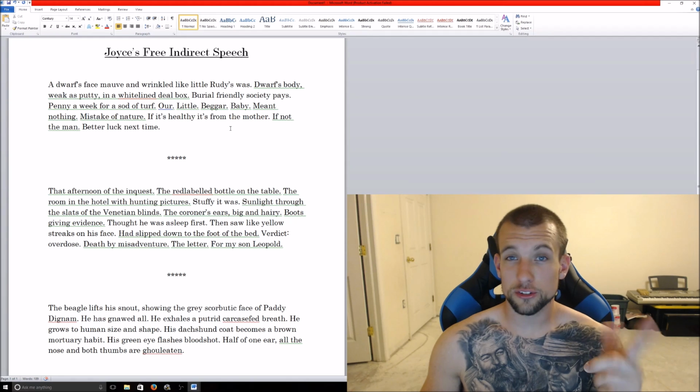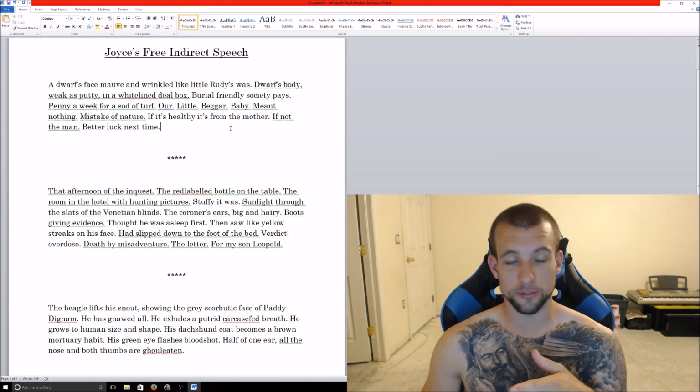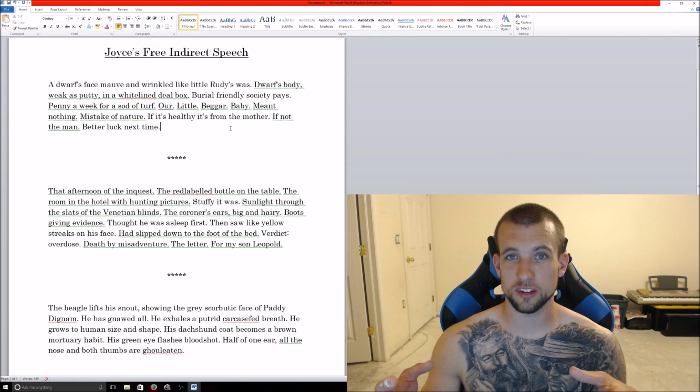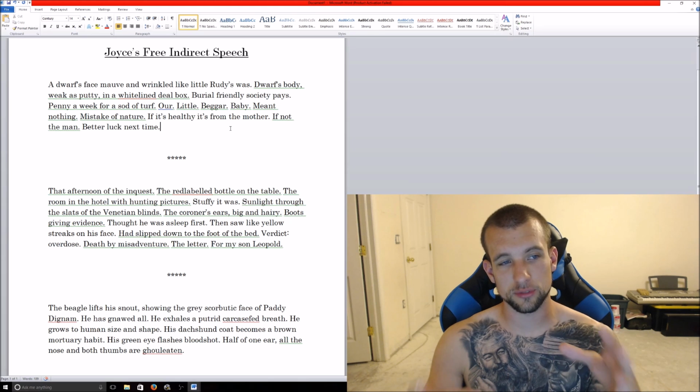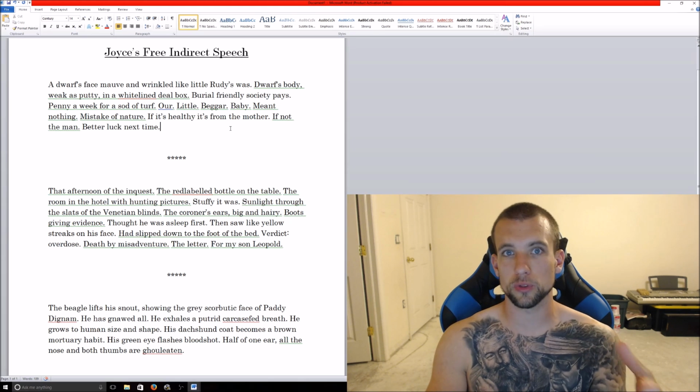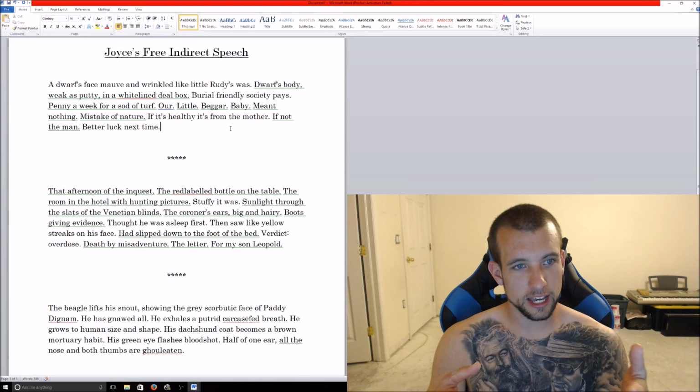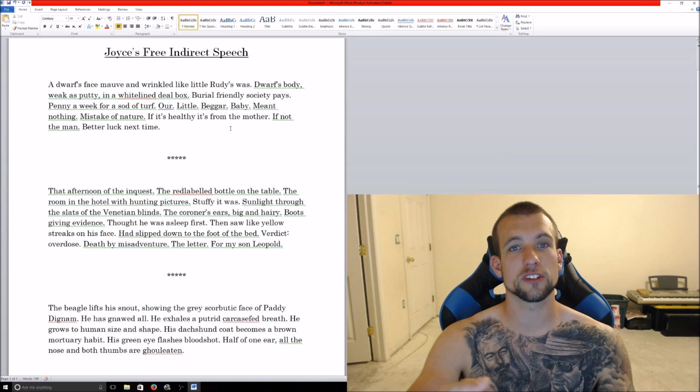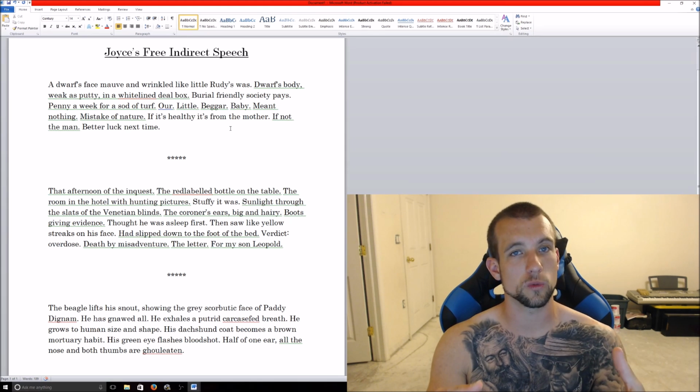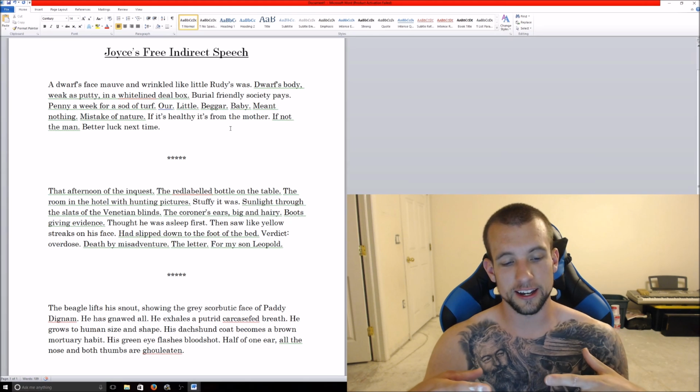So let's switch back to the examples we have for Joyce here. Here we have three examples from Ulysses. Before I give you any background on Ulysses and some of the story of what's happening, let's just look at what he's doing with the words and the actual syntax, to give you an idea of what's characteristic of free indirect speech and why it's good and why someone may want to use it.